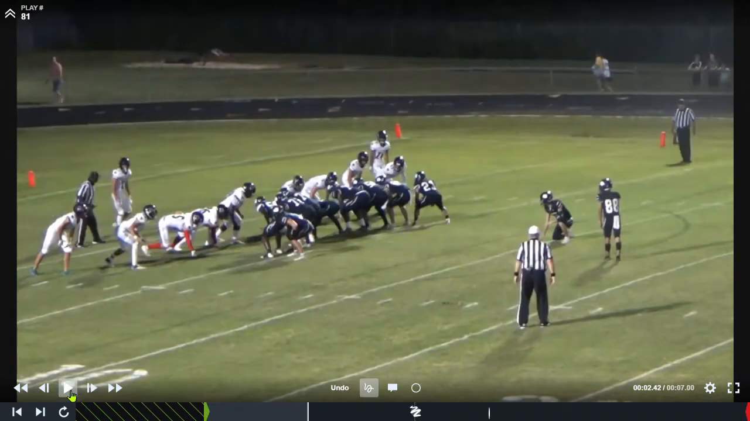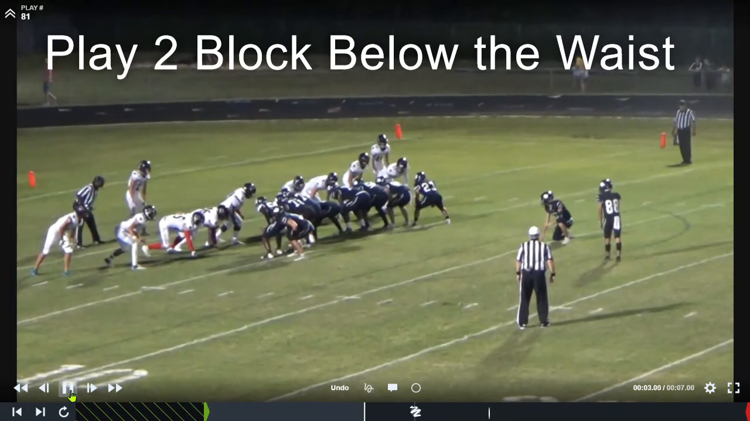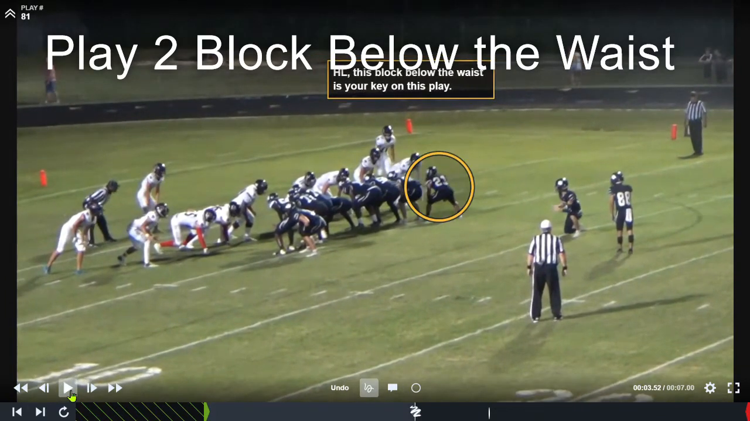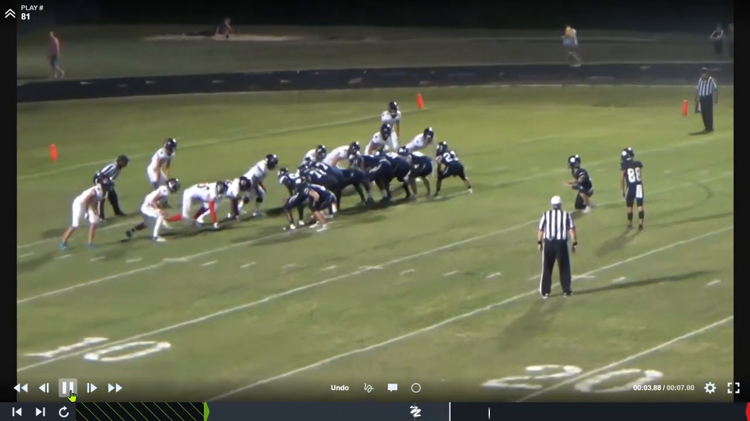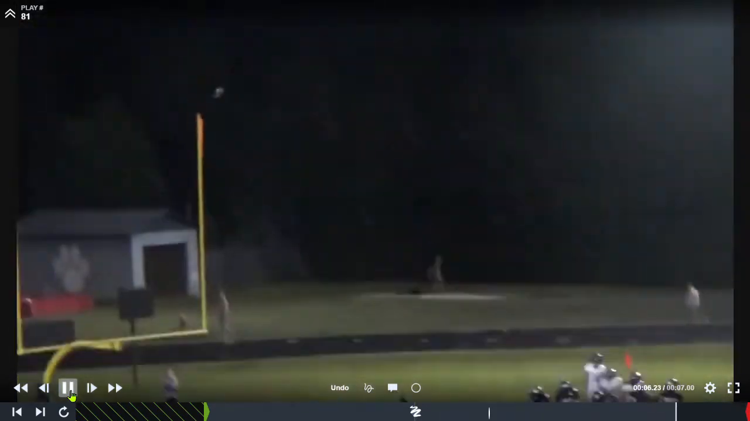Play 2, we're going to look at the end on the right side here. It looks like number 23 for a block below the waist. Notice we're on an extra point, and he goes out and blocks below the waist, and we're looking at it from two angles.